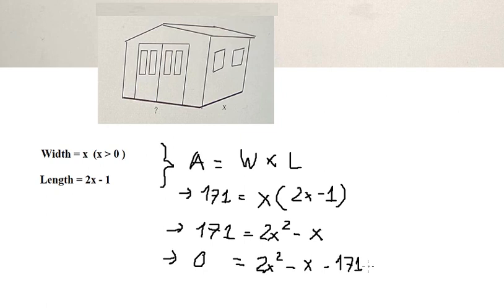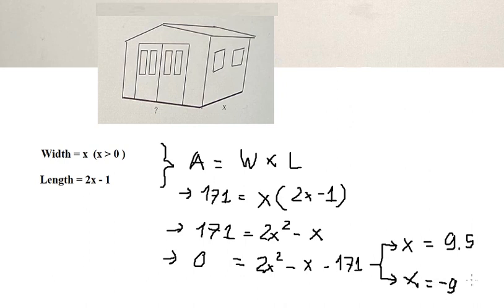And now we need to find the solutions of this one. So we have two solutions. That is s equals 9.5. And the next one, negative 9.